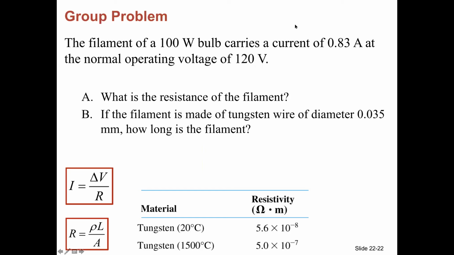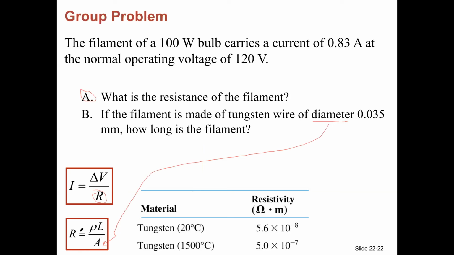So this first part, Part A, is asking you to find this number, the resistance. Part B is then asking you to find, if we're given the diameter of the wire, you can assume it's a cylindrical wire, so it has a circular cross section. So that diameter will allow you to measure the area.